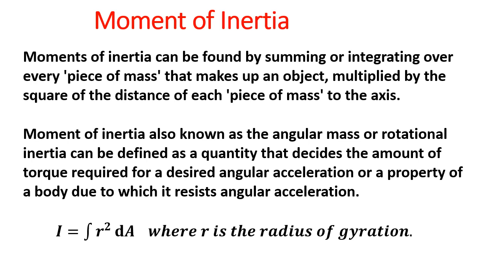Moment of inertia, also known as the angular mass or rotational inertia, can be defined as a quantity that decides the amount of torque required for desired angular acceleration, or the property of a body due to which it resists angular acceleration.